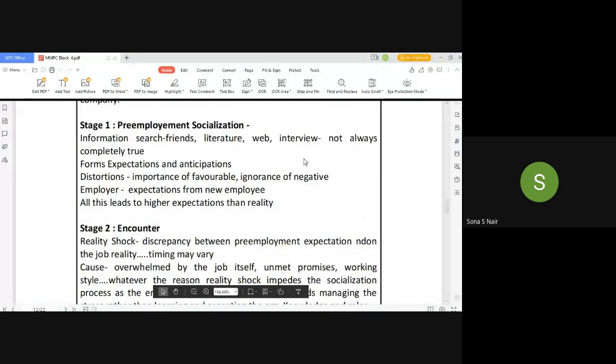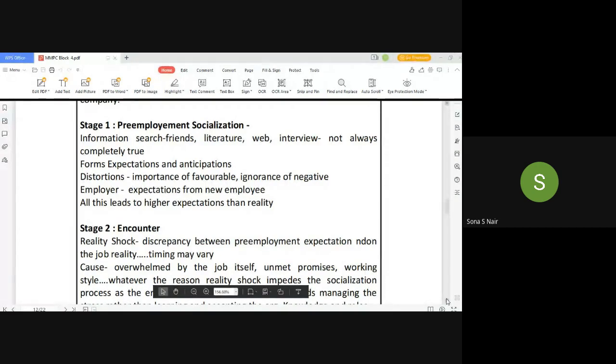And sometimes it is distorted. It is not reality because this person has not joined the organization till now. He will have different kinds of opinions about the organization and expectations, which might not be real. So that is pre-employment socialization: finding information which might be true, which might not be true.